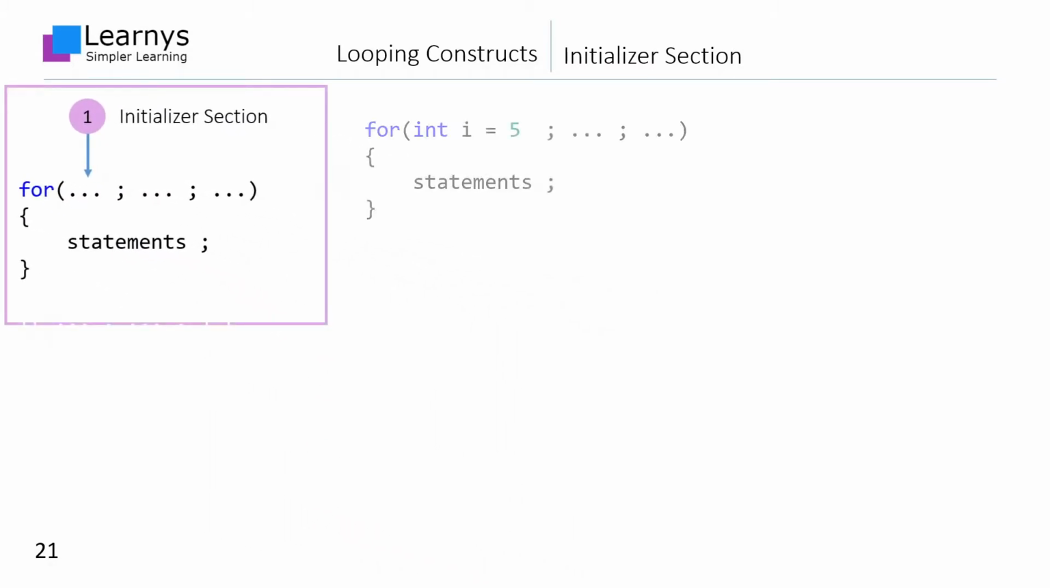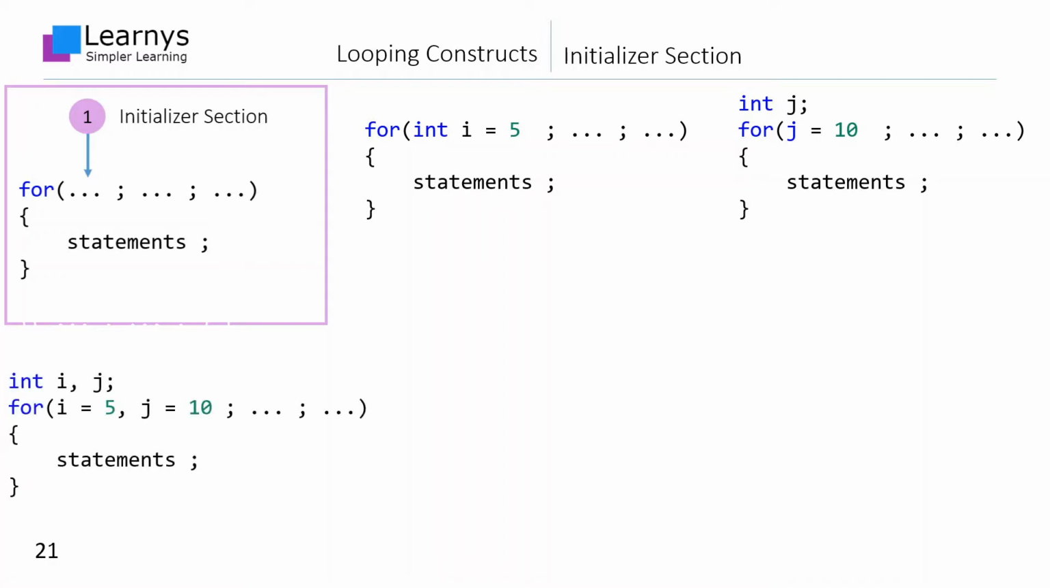In this example, the expression appearing in the initializer section declares a variable i and initializes it to a value of 5. And in this example, the initializer expression does not declare any new variable, rather it simply initializes j, which was declared earlier, to a value of 10. One or more than one variables can be declared and initialized in this section. The following example demonstrates the case.